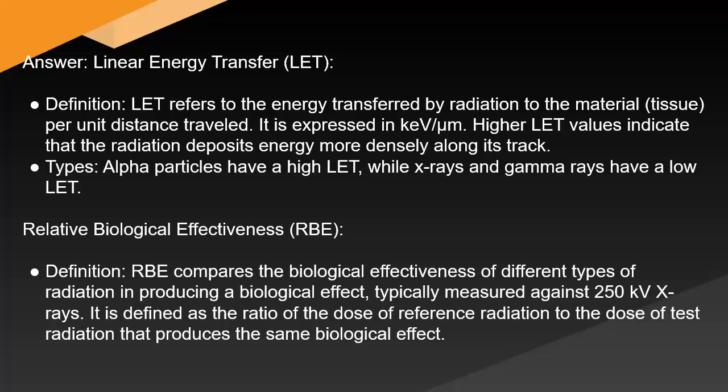High LET values indicate that the radiation deposits energy more densely along its track. Types: alpha particles have a high LET, while X-rays and gamma rays have a low LET. Relative biological effectiveness, or RBE. Definition. RBE compares the biological effectiveness of different types of radiation in producing a biological effect, typically measured against 250 kV X-rays. It is defined as the ratio of the dose of reference radiation to the dose of test radiation that produces the same biological effect.